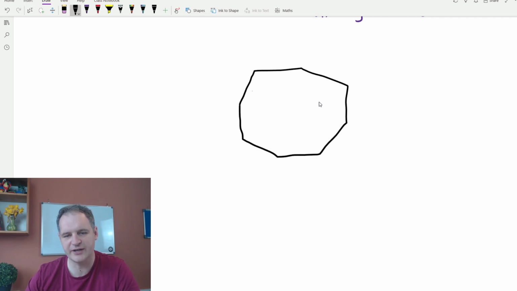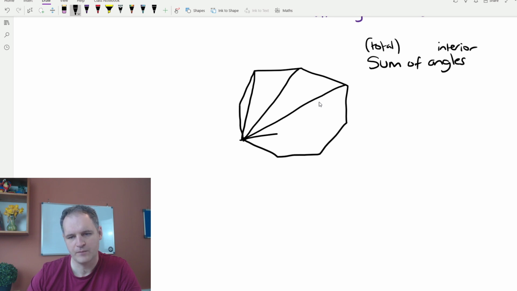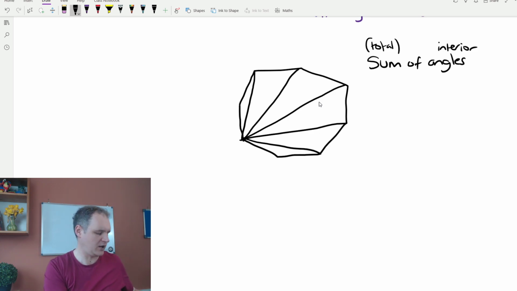Worst octagon ever. If we want to know the sum of the angles, that's the total. Remember, sum just means total. The sum of the interior angles: what we can do is choose one corner and go to there, to there, to there, to there, to there. Here's one I prepared earlier. You may have seen it in the thumbnail to the video.